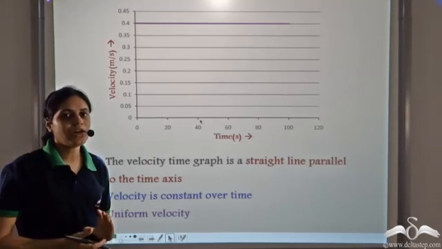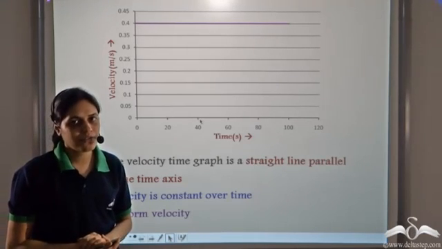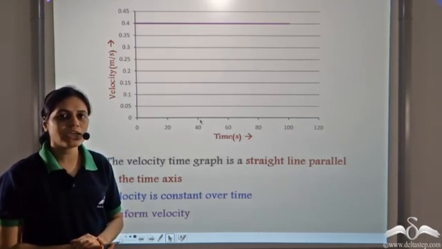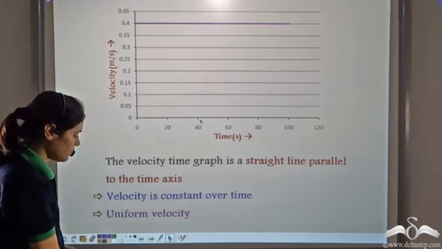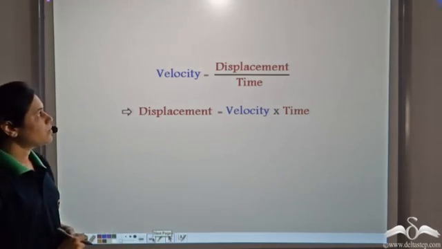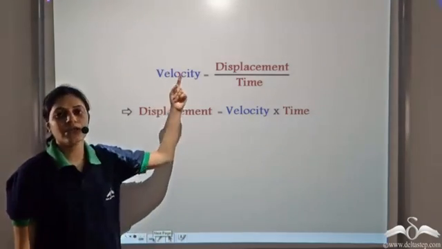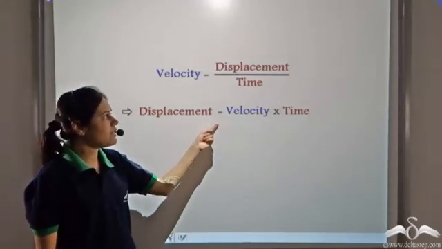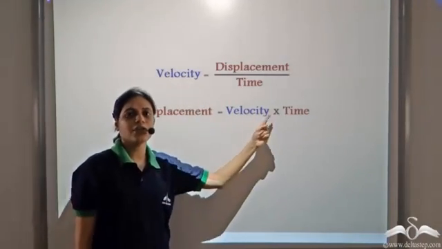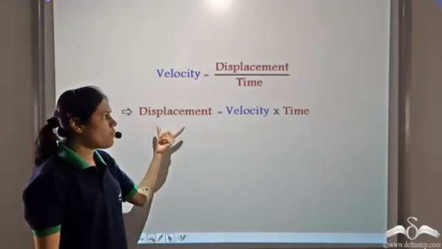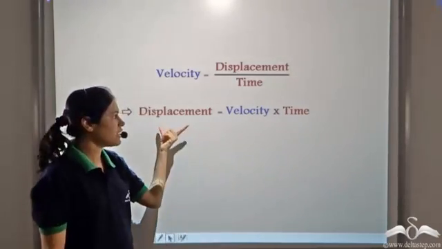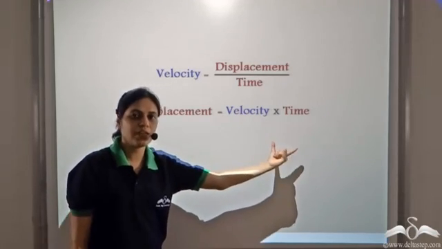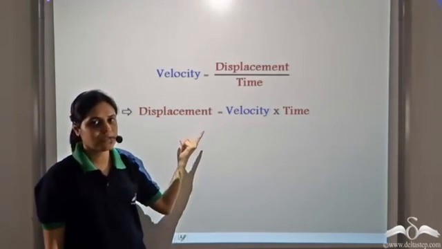So in general, if a velocity time graph is parallel to the time axis, we can infer that the body is moving with uniform velocity. Now we know that velocity is equal to displacement by time. So displacement will be equal to velocity into time. Now from a velocity time graph, we can calculate displacement, because if we know velocity, if we know time taken, multiplying them, we can get displacement.